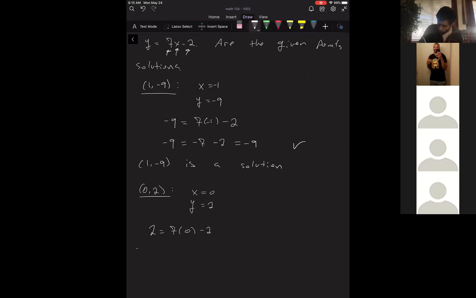But then what this actually tells us is, 7 times 0 is 0. That means I have a minus 2. So 2 is equal to minus 2. That's not true.